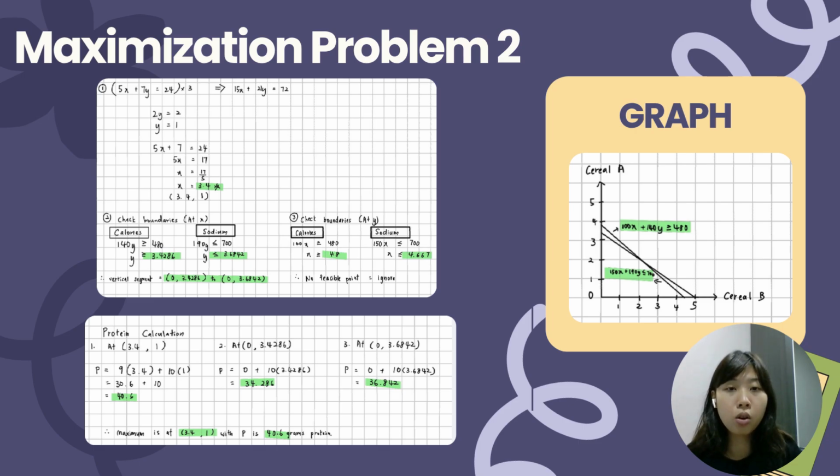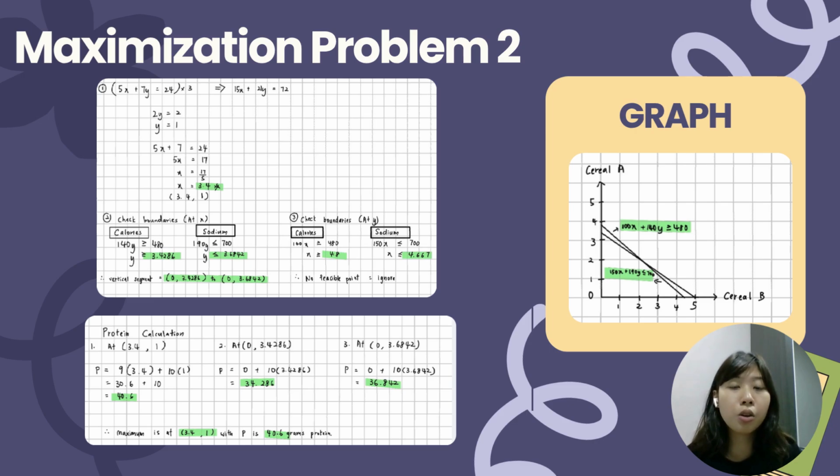At (3.4, 1), the protein is 40.6. At (0, 3.6842), the protein is approximately 36.84. Comparing these values, we see the maximum protein occurs at the point (3.4, 1). So, finally, Mr. Carter should choose 3.4 ounces of cereal A and 1 ounce of cereal B to maximize his protein intake.